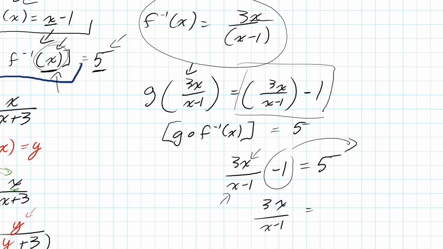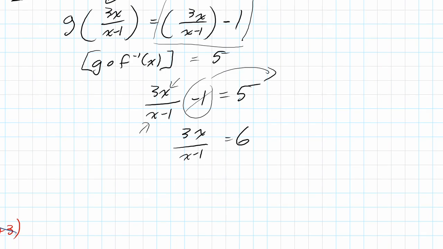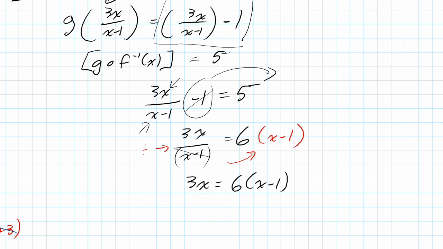So on this side it cancels out, and when we add 1 here we get 6. Now I got to employ that trick I did again. I got to get rid of this denominator. So in order to move it over, because this is division, it needs to be multiplied when it comes over. When we do that, this will disappear and we'll be left with 3x is equal to 6 times x minus 1. I'm going to distribute. So we'll get 3x is equal to 6x minus 6.